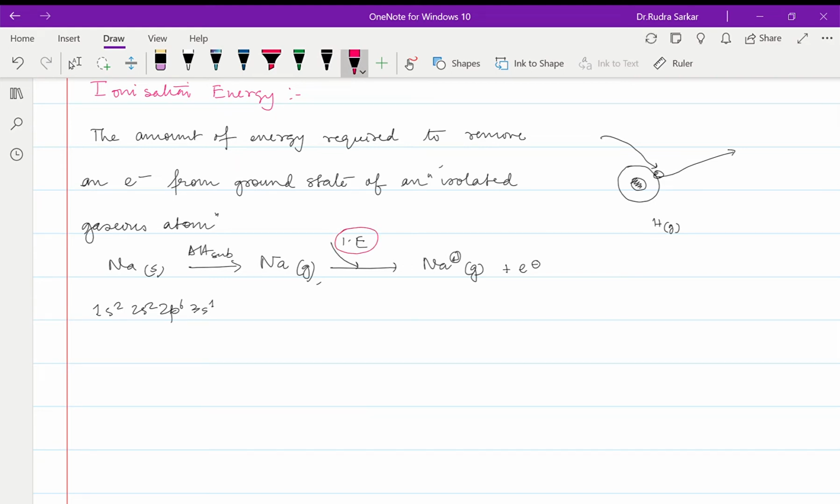You are supplying energy. So if you consider sodium to be some system and you are supplying energy, so it is taking energy. That means the energy is coming to the system. That is why it is an endothermic process, okay? So you remember this is an endothermic process. When you supply energy to the system, thermodynamically we call it as an endothermic process, okay?